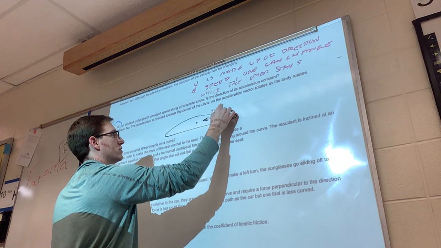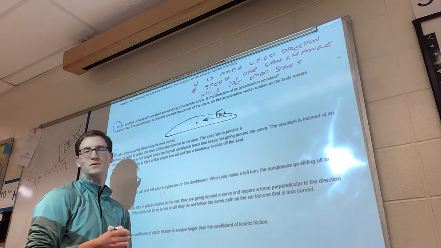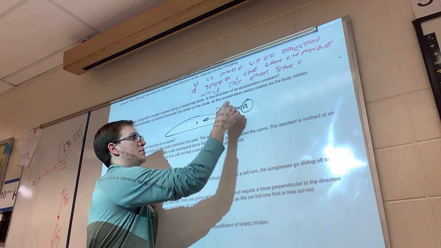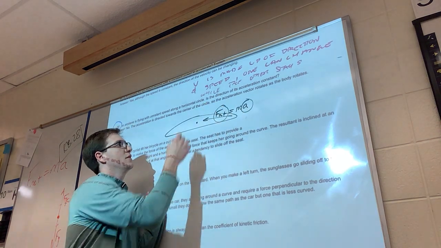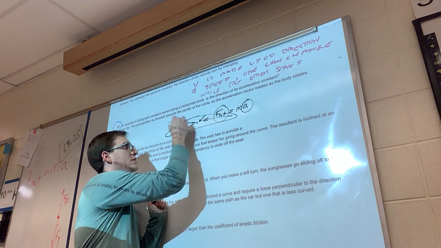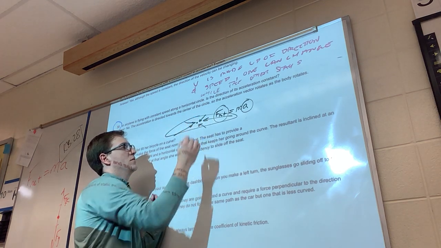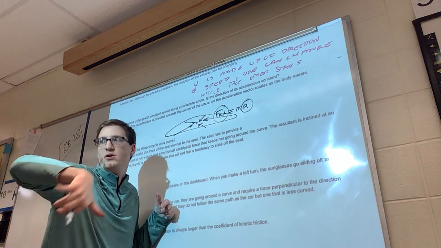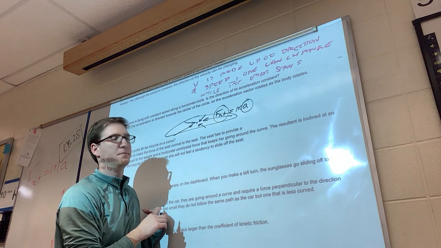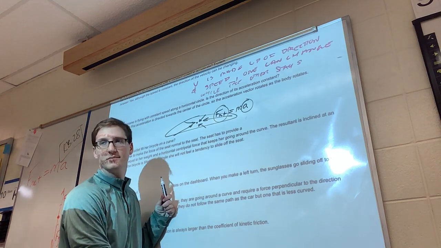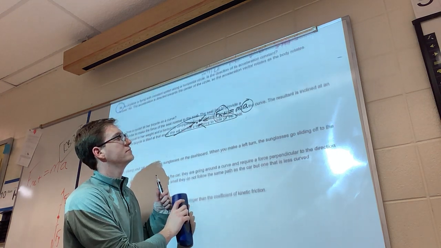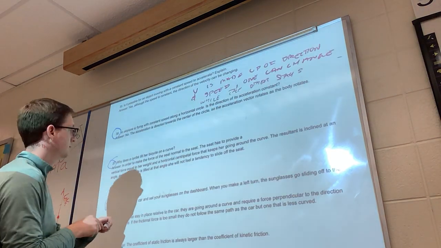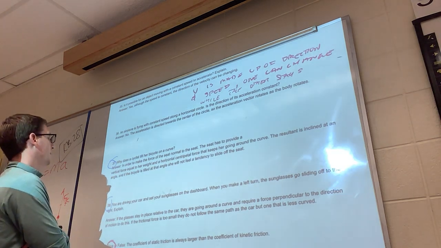Right, so in order to turn on a circle, F net needs to be towards the center. And F net will always be in the same direction as the acceleration. So at all these different moments, the acceleration is always towards the center, but it's changing its direction. Because direction changes, the acceleration changes. Okay.